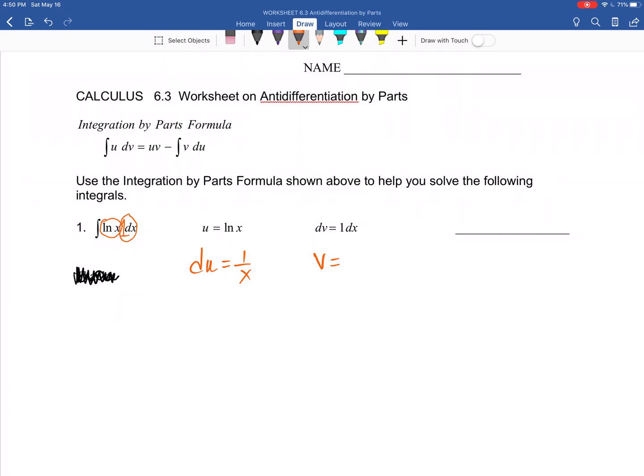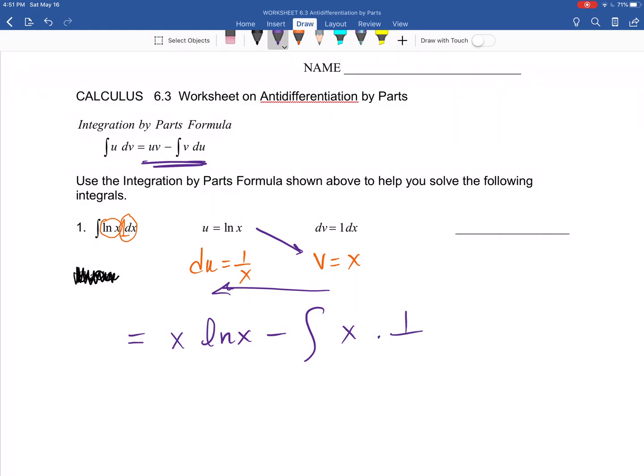Great. Okay, now the v, the antiderivative of 1. What function, when you take its derivative, you just get 1? Yeah, it's x. Okay, here we go. The formula says you multiply u times v minus the integral of v du. So here it is. Multiply u times v. That's going to be x times natural log of x minus the integral of v du. So minus the integral of x times 1 over x.